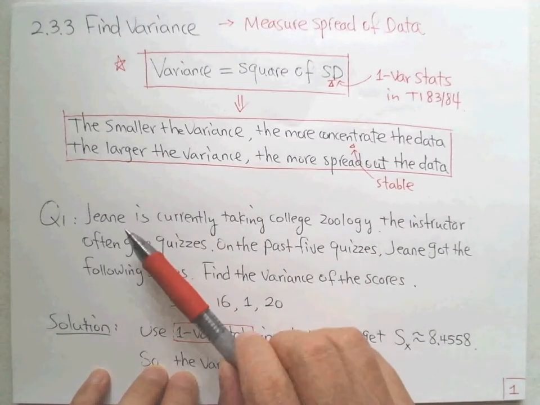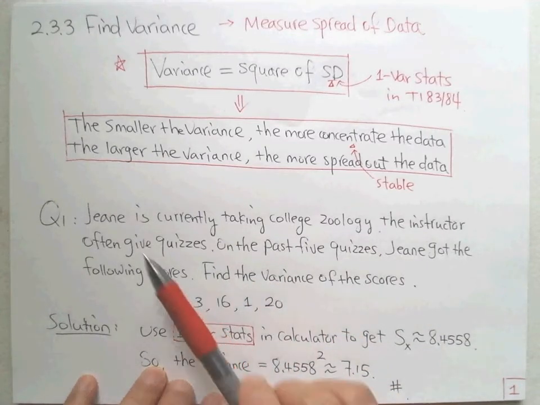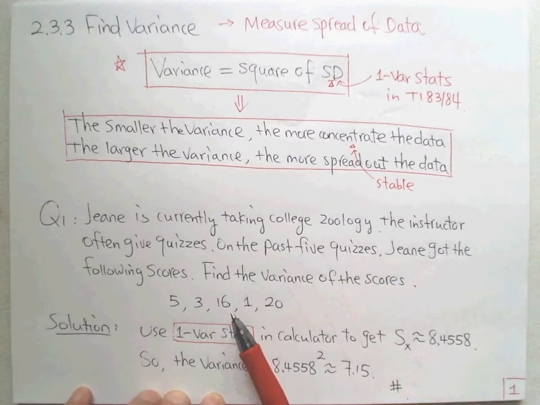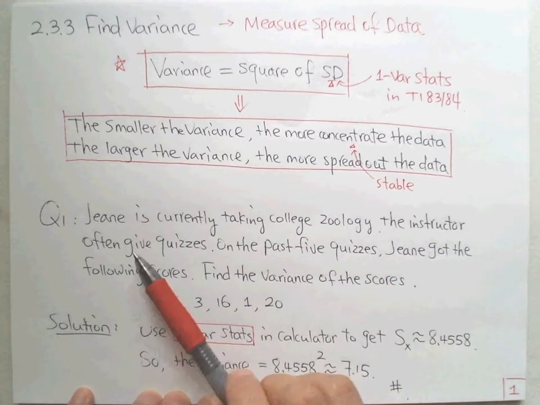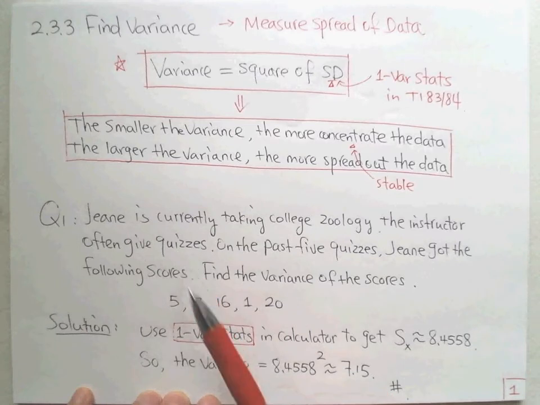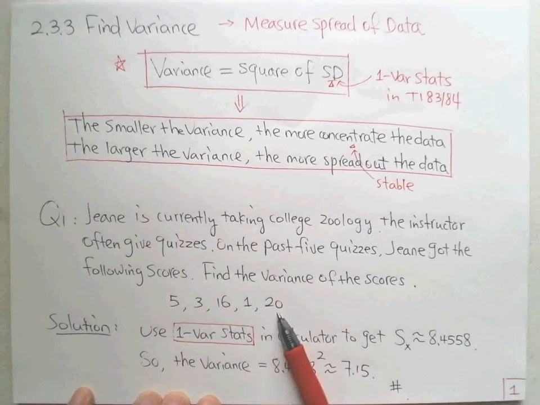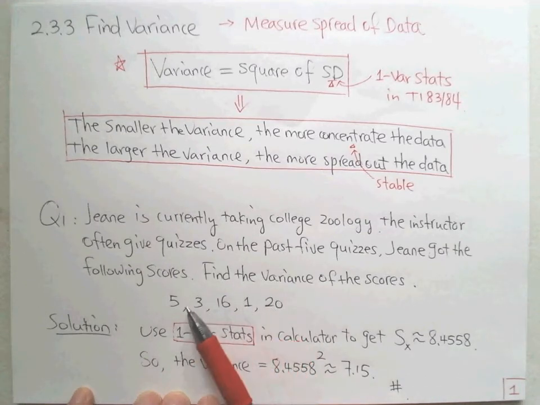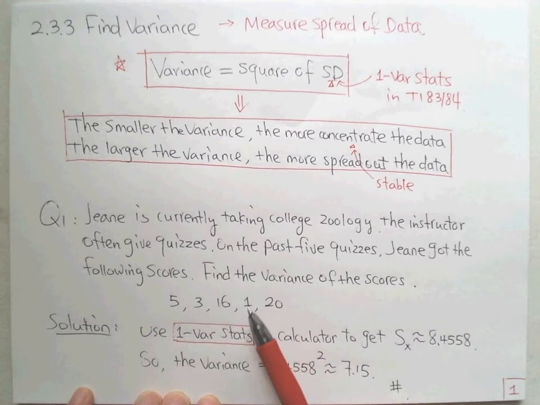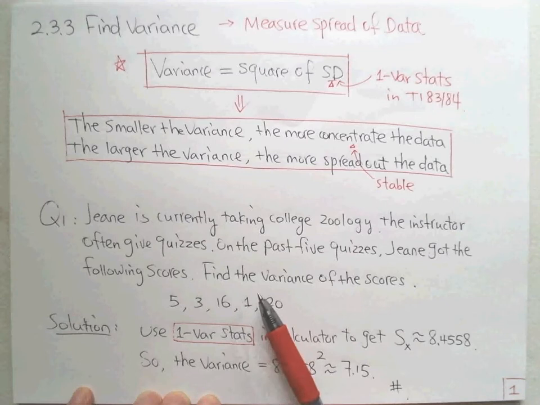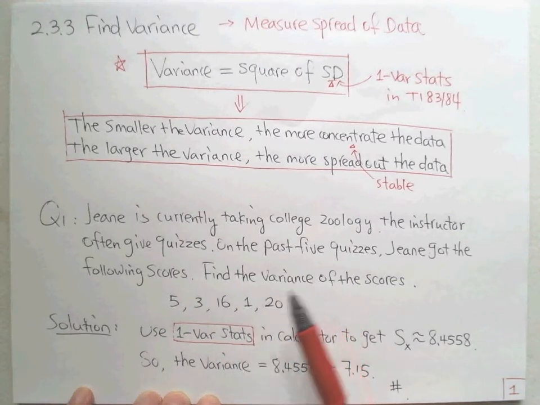So here, Jenny is currently taking a zoology class, and the last 5 quiz scores are 5, 3, 16, 1, and 20. So look at these 5 numbers. This is the data. And look, the data is not stable, right? So it should have a little bit larger variance. Variance tells you whether the data is stable or not stable, or very spread out.